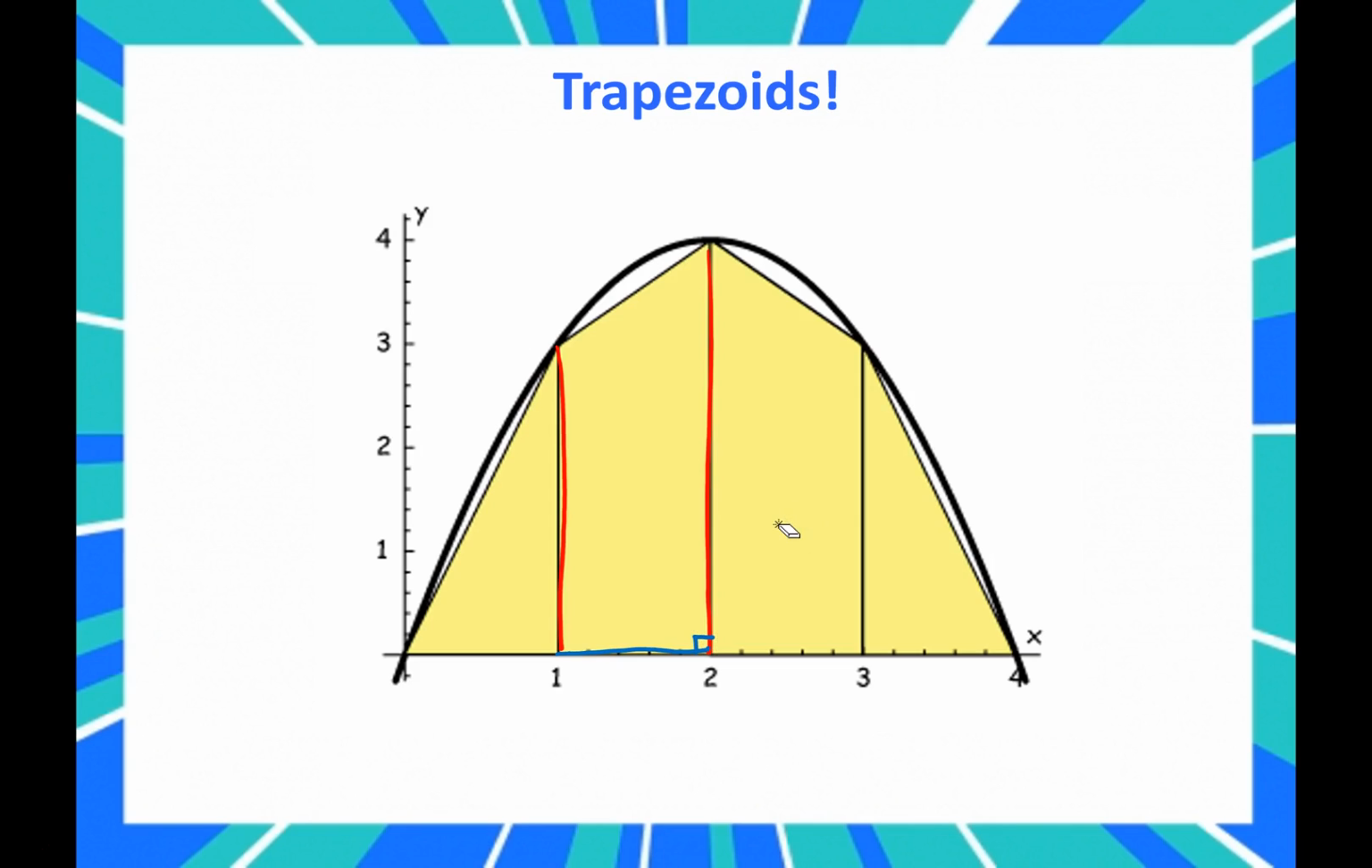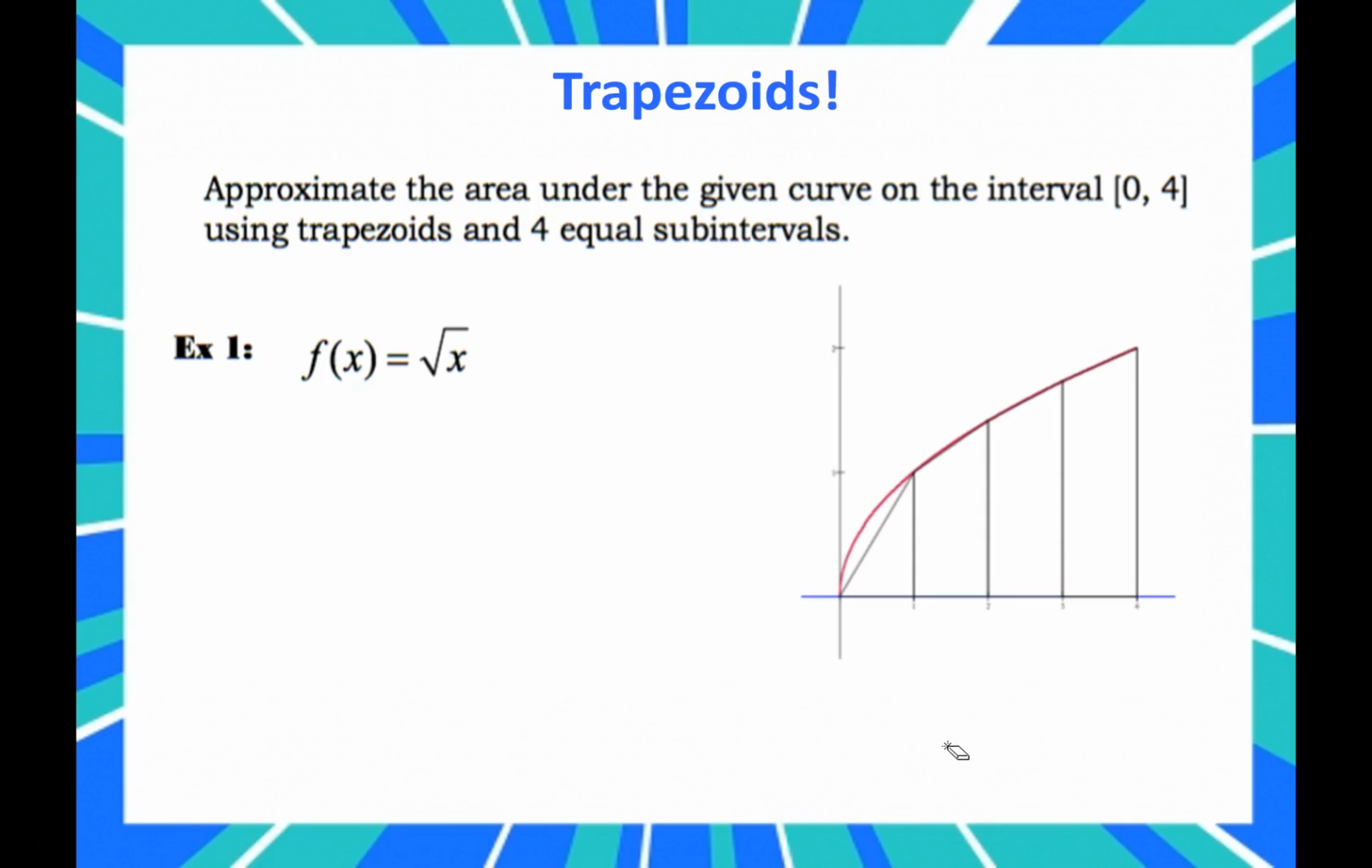But what if I told you you could actually treat a triangle as a trapezoid if you call your base 1 zero? Think about a really small trapezoid like that, but you're making this a length of 0, so essentially that just becomes a triangle. All right, so we basically can use the area of a trapezoid to find the area under a curve. So let's do one. Approximate the area under the given curve on the interval 0, 4 using 4 trapezoids and 4 equal subintervals.